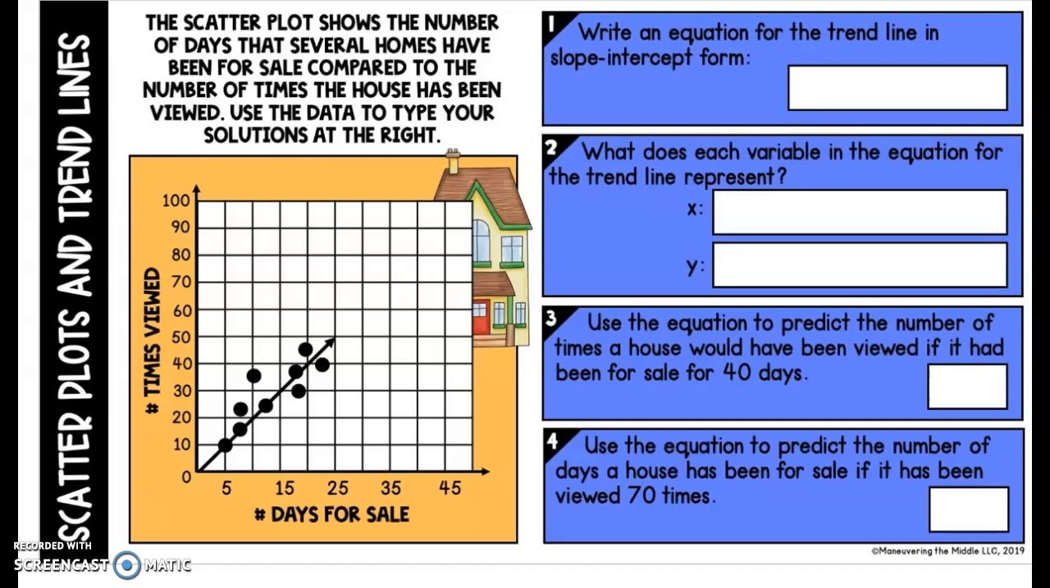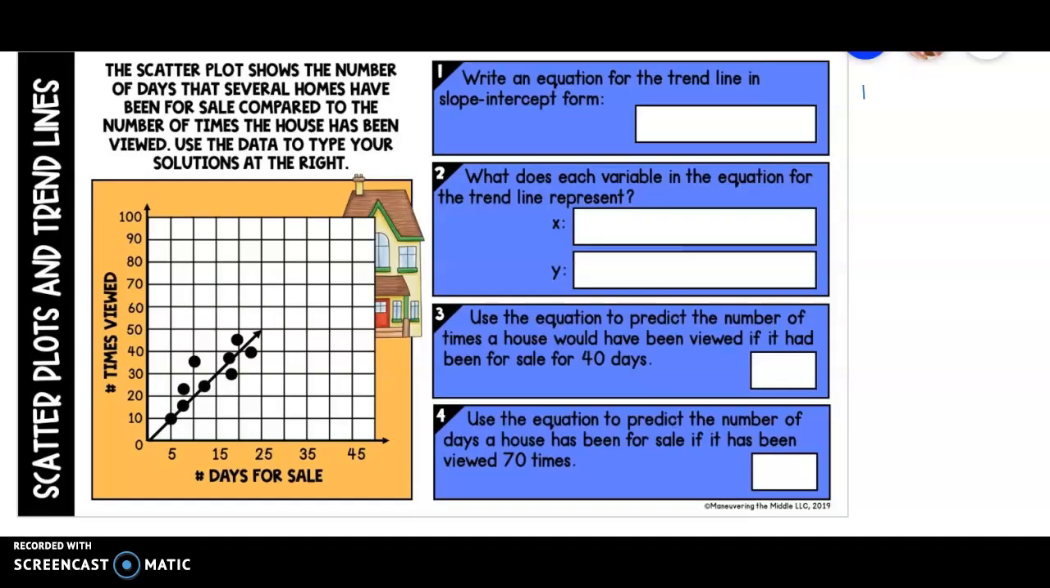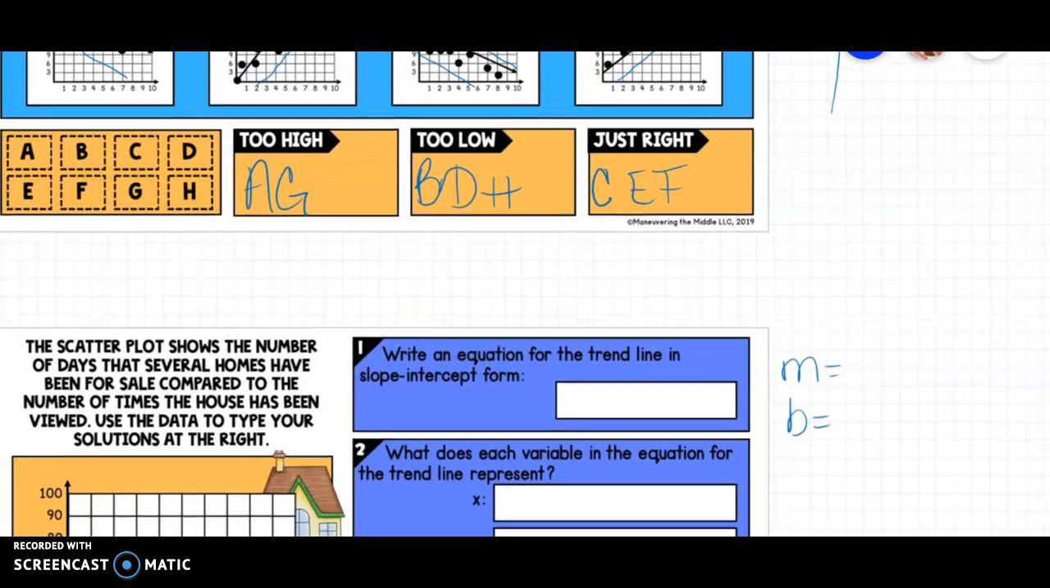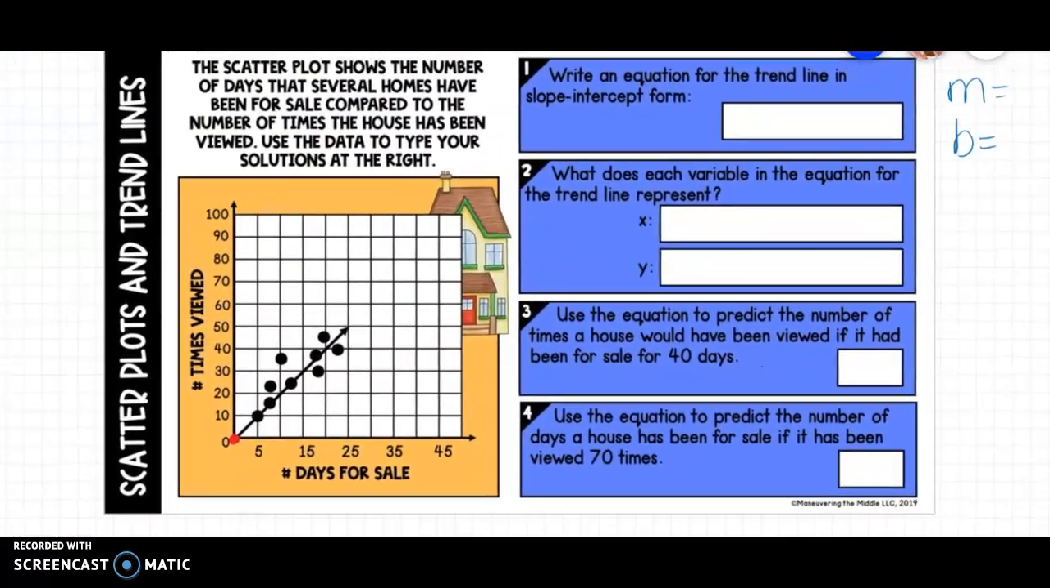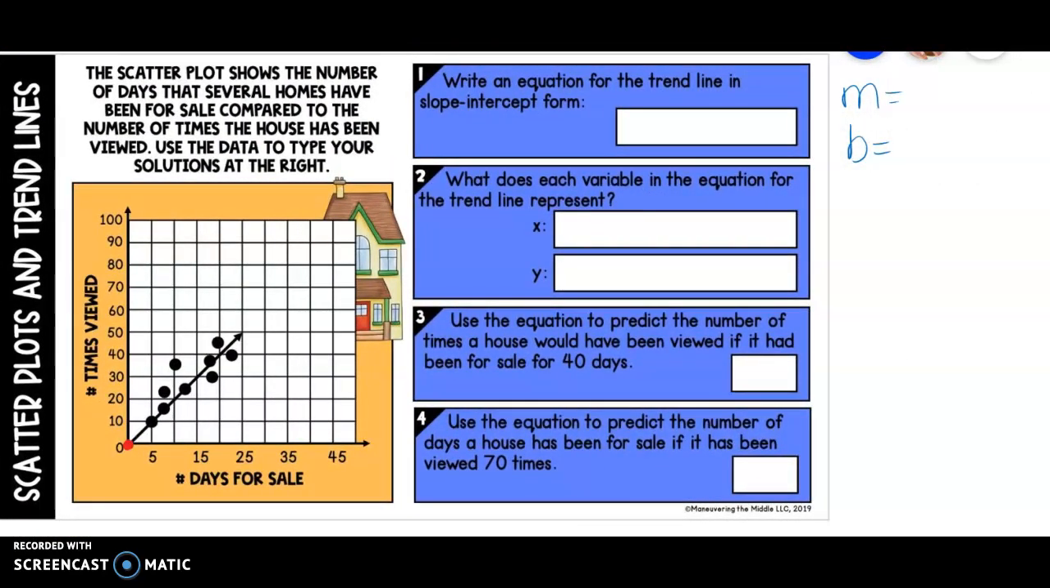Number one says let's write an equation for the trend line in slope intercept form. So we're going to write that using y equals mx plus b. We're not going to change how we go about things. We still need m equals, we still need b equals. First I'm going to place a red dot or point at my y-intercept. My y-intercept is 0, so we're going to put a 0 there.